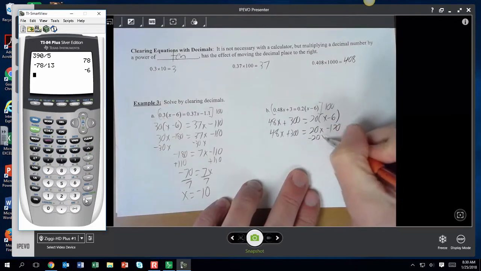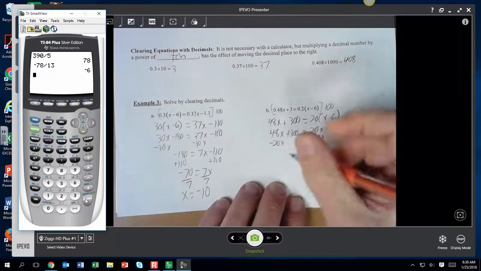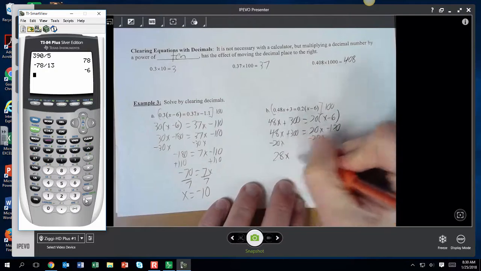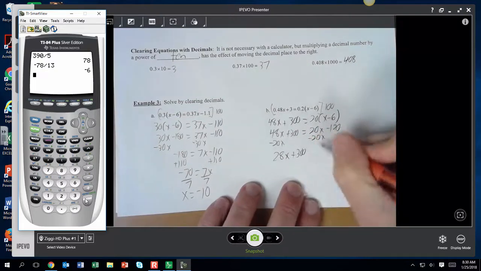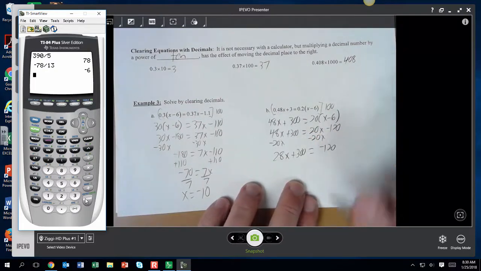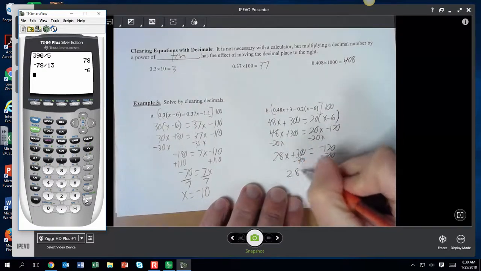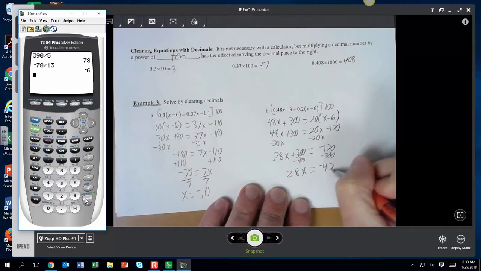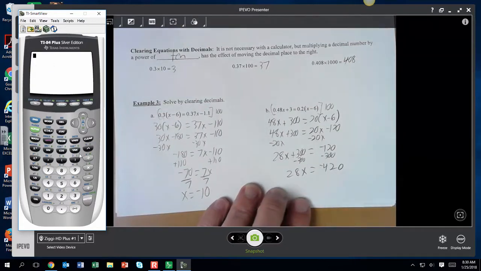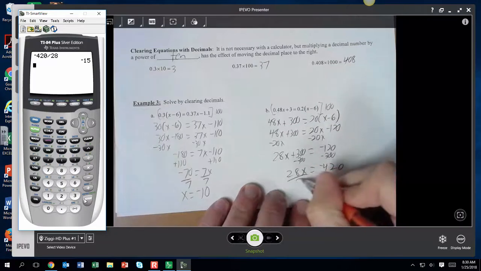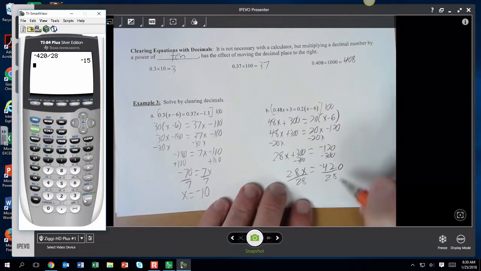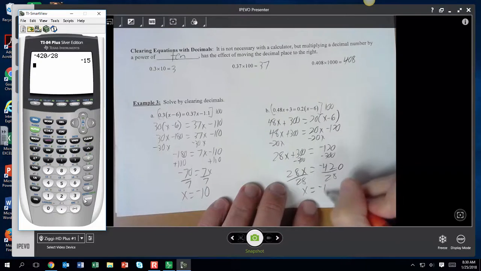I'm going to subtract 20x from both sides, which is going to leave me 28x plus 300 equals negative 120. Subtract 300 from both sides. 28x equals negative 420, which seems as good a time as any to grab a calculator. Negative 420 divided by 28. And just to make sure I'm showing my work here, divide by 28 on both sides. x equals negative 15.